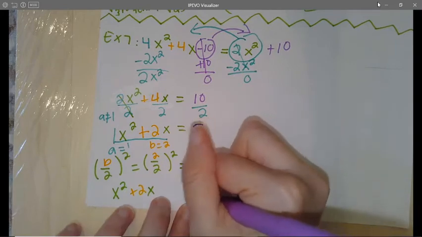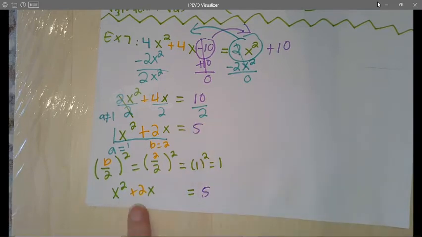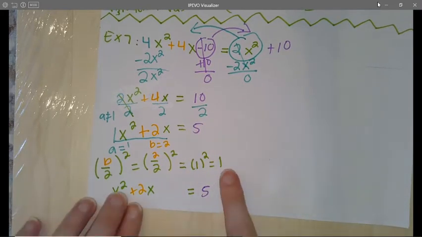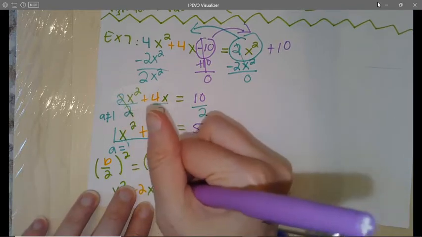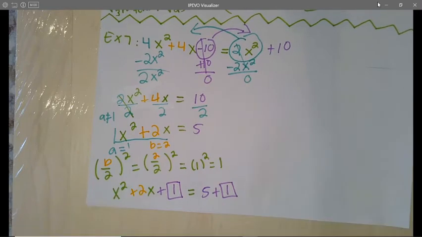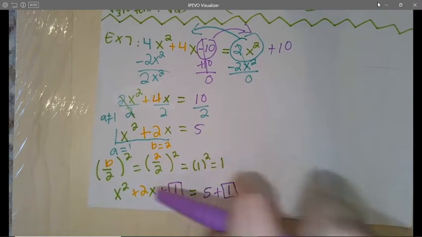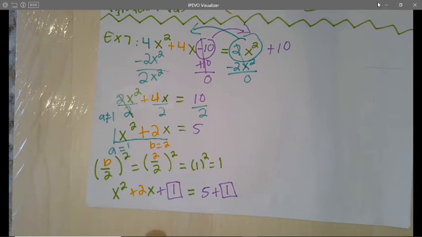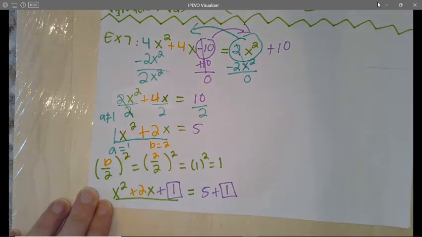And the number that's getting added onto both sides to make this side a perfect square trinomial is the 1. So I'm going to add the 1 on this side as well as this side. You've got to add it on both sides of the equation. It's very important. Now let's rewrite this side as a perfect square trinomial.